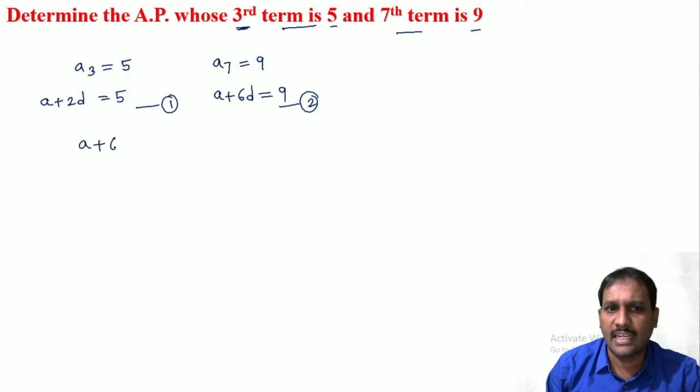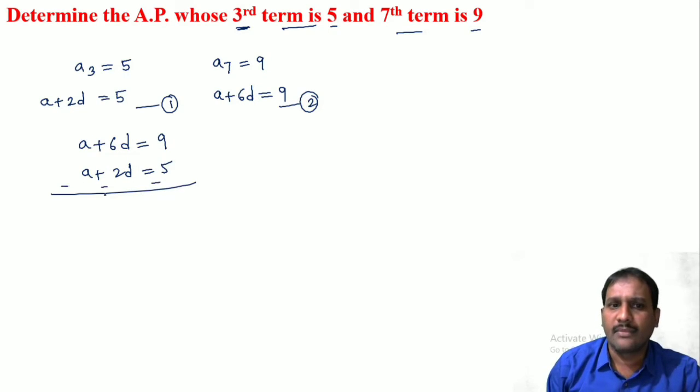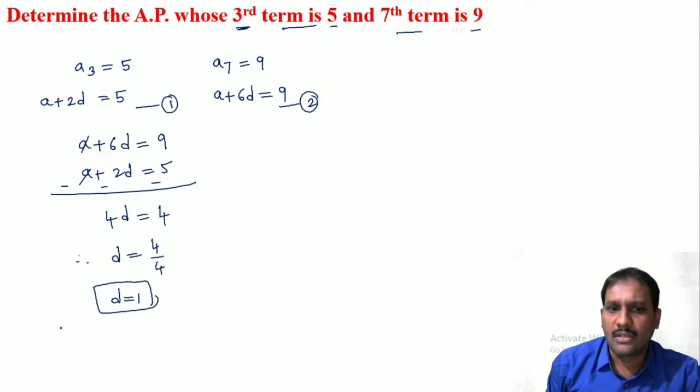So the second equation is what? a + 6d is equal to 9, and the first equation is a + 2d is equal to 5. Let us subtract. So +a - a cancel. 6d - 2d is 4d. 9 - 5 is 4. Therefore d is equal to 4 by 4, and d is equal to 1. So substitute d = 1 in any of the equations. So I am substituting in equation 1.